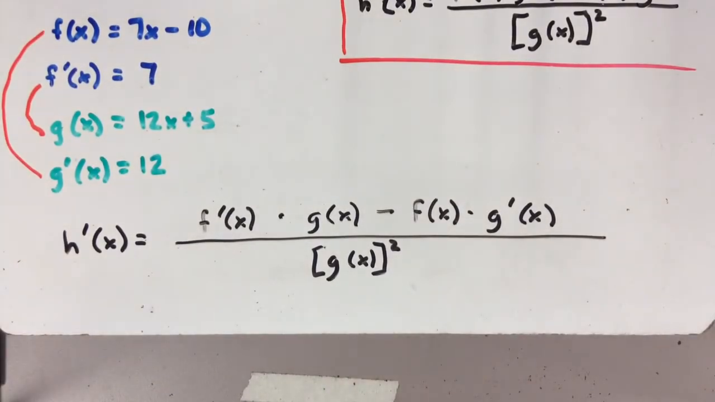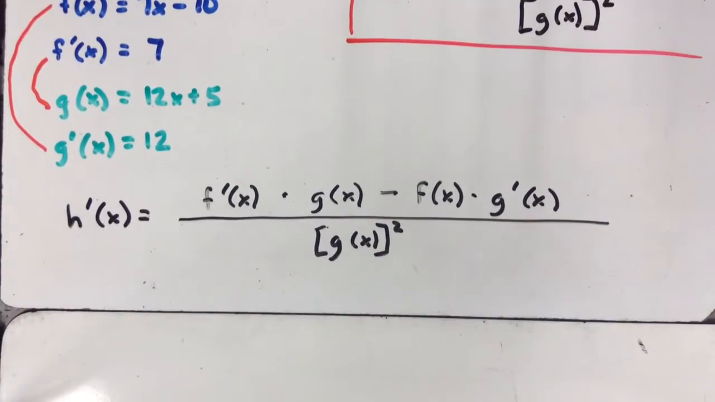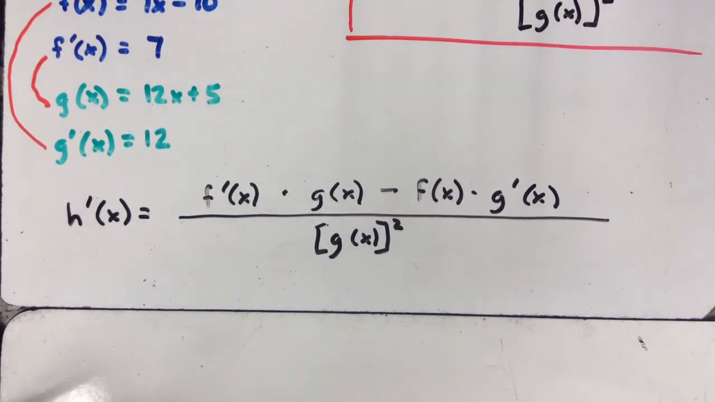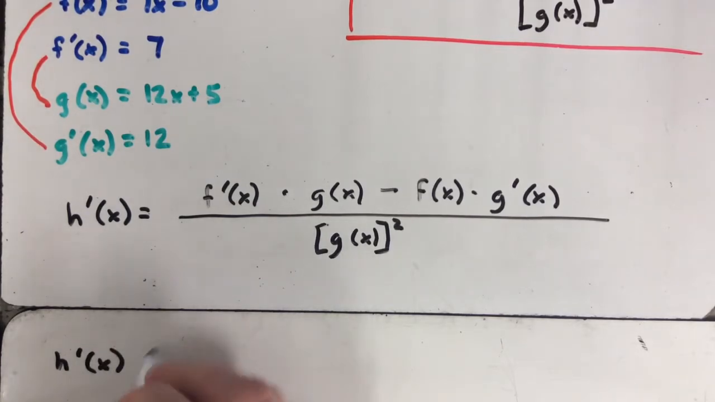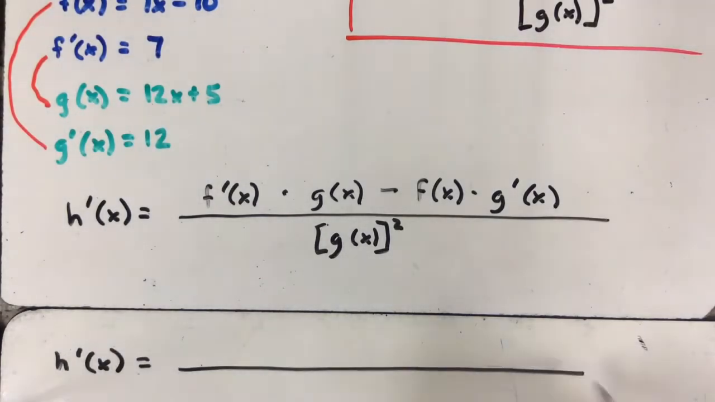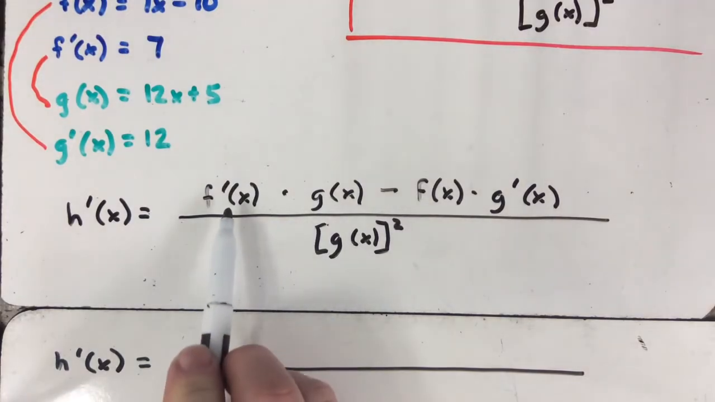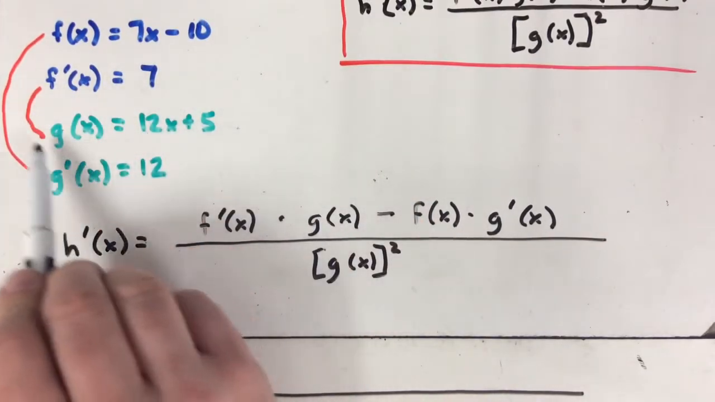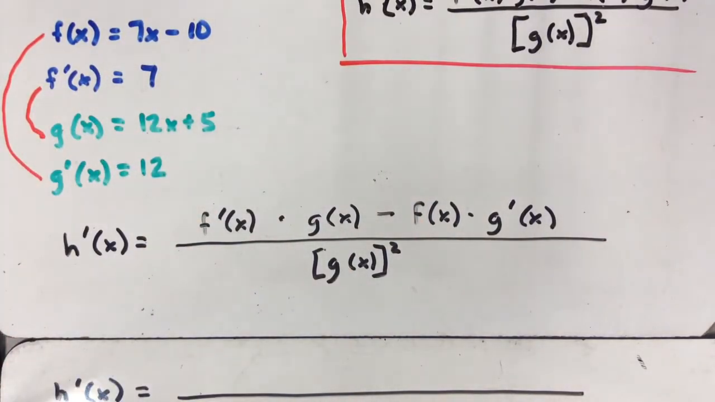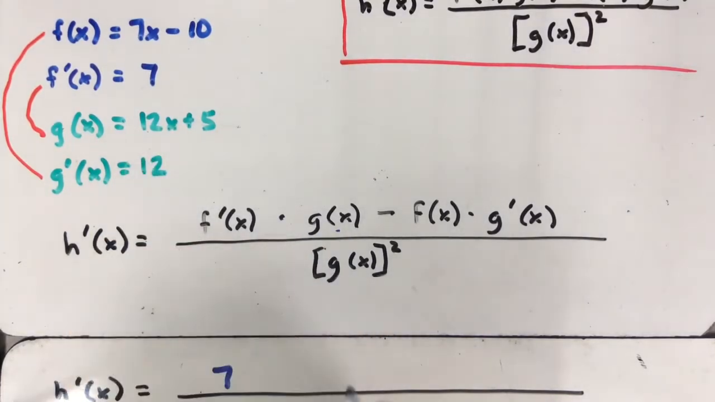All right. So now I just need to plug in our 4 values and come up with our final answer. So to start with, h prime of x, that is equal to, well, it's going to be a fraction. And in the top part of our fraction, we have f prime of x times g of x. Those are those inside values here. So f prime of x, that's just the number 7. And then we are going to multiply that by g of x, which is 12x plus 5.